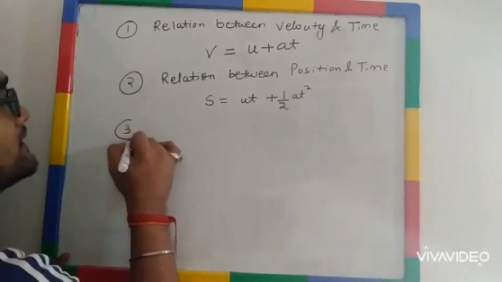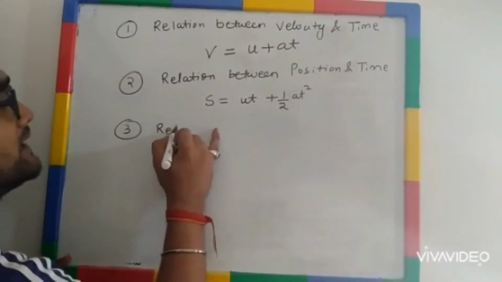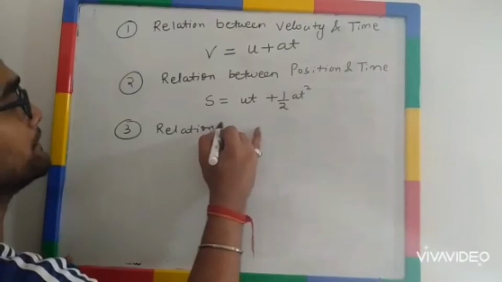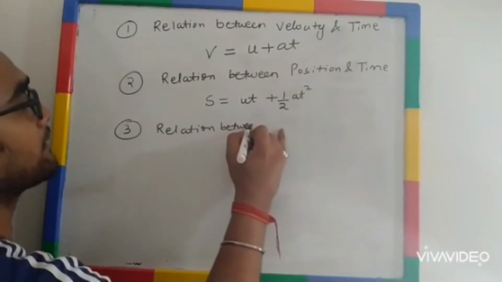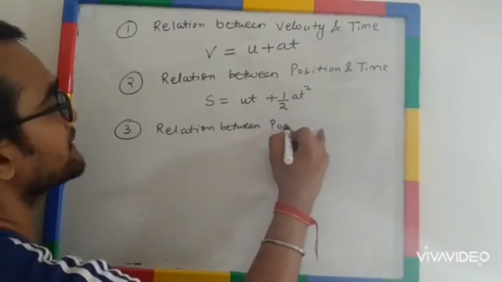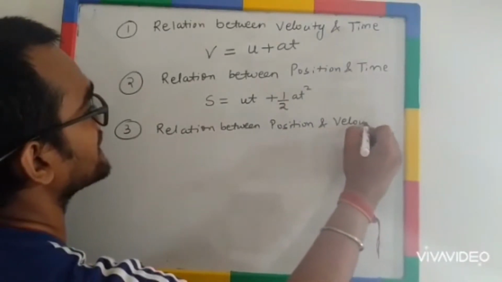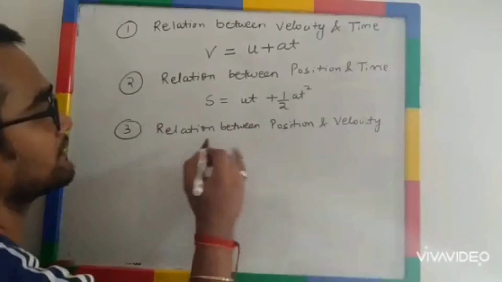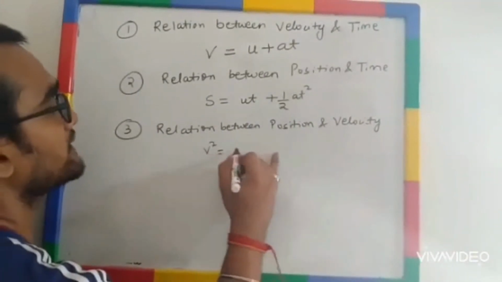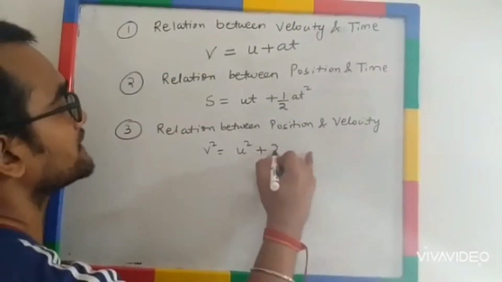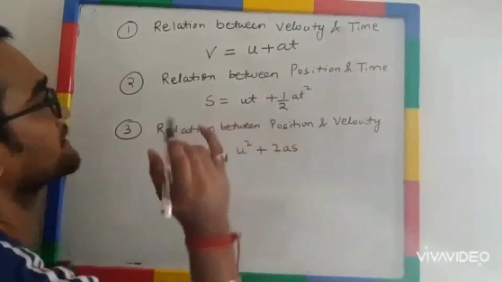And the third one is relation between position and velocity, that is v square equal to u square plus 2as.